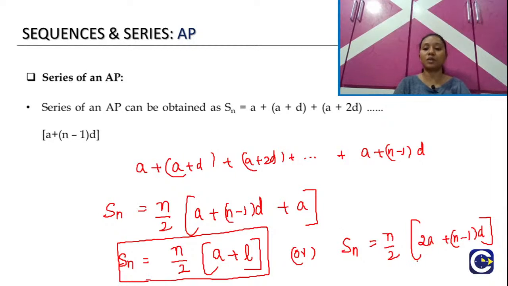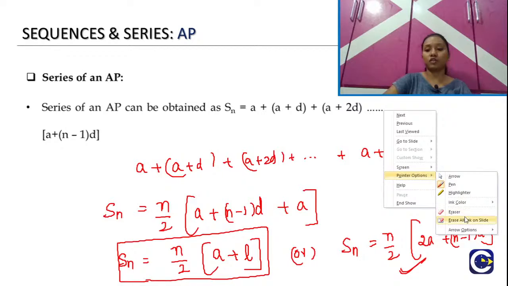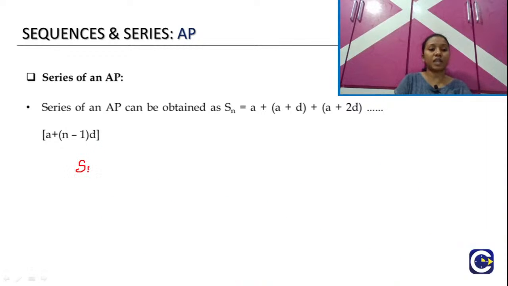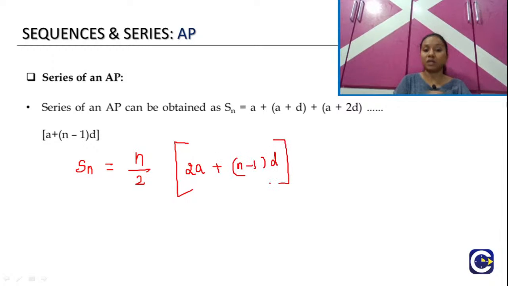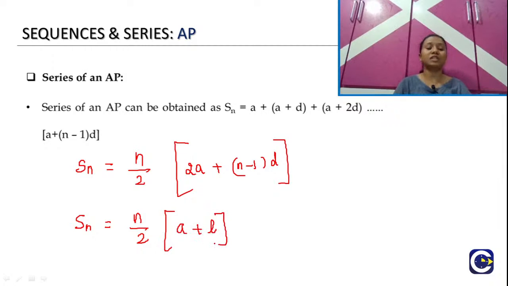If it's with respect to common difference, then we have to go by this formula, right? So overall, the sum of terms, that is the series of an AP, is represented by Sn, which is given by n by 2 into 2a plus n minus 1 into d when the common difference is given. If not, Sn will be equal to n by 2 into a plus l, that is first term plus last term. So these are the two formulas we can apply in order to determine the series of an AP, that is the sum of all the terms present in the arithmetic progression.